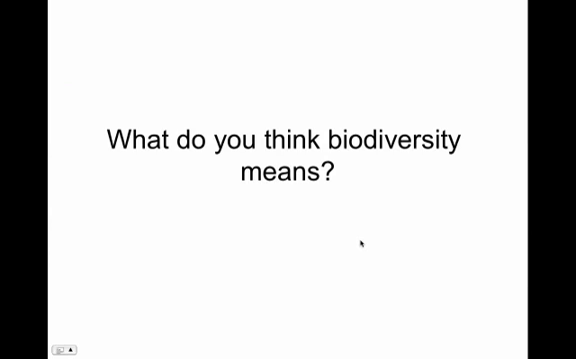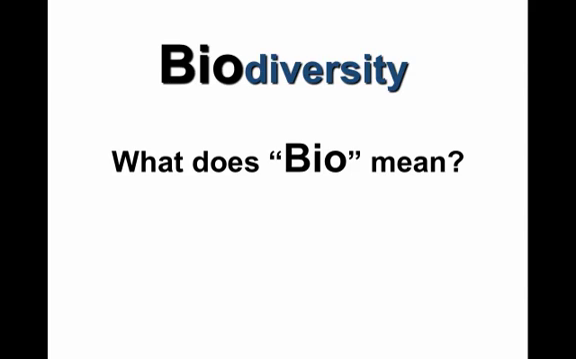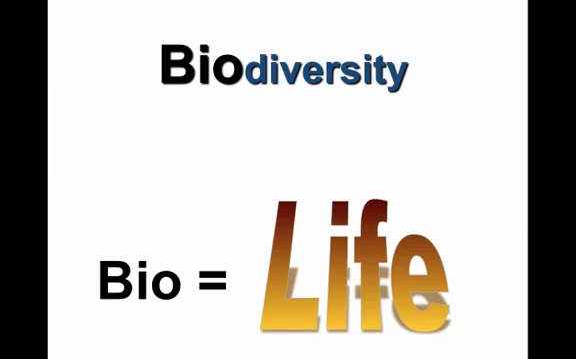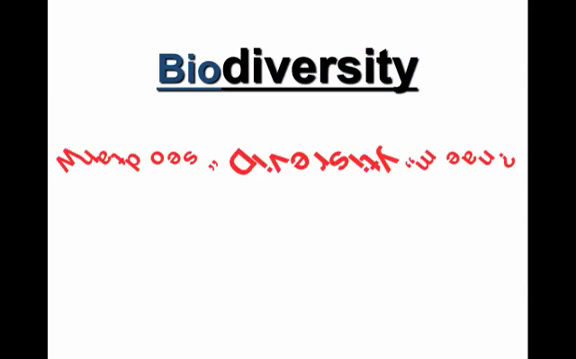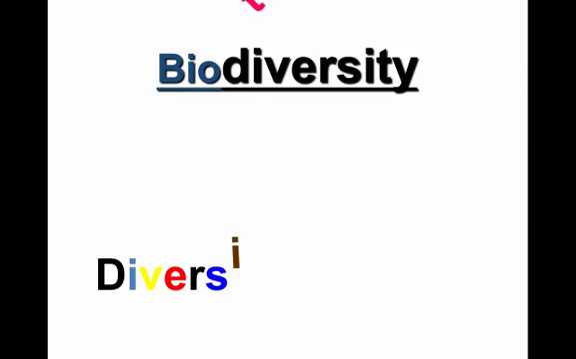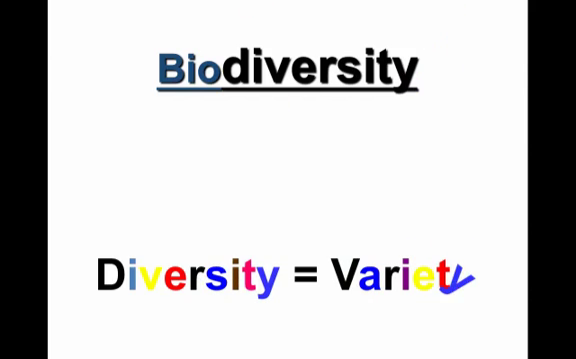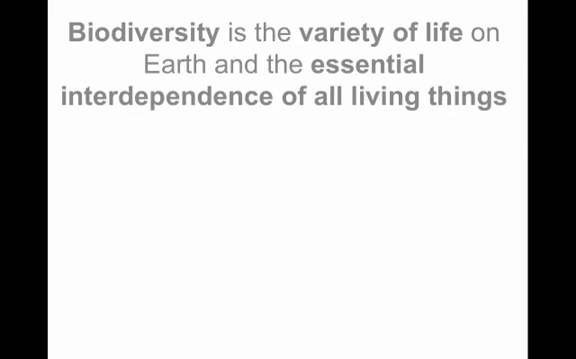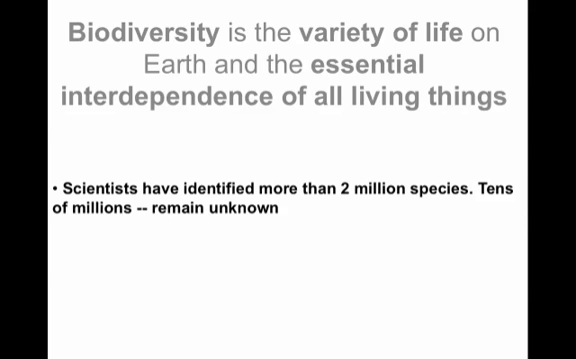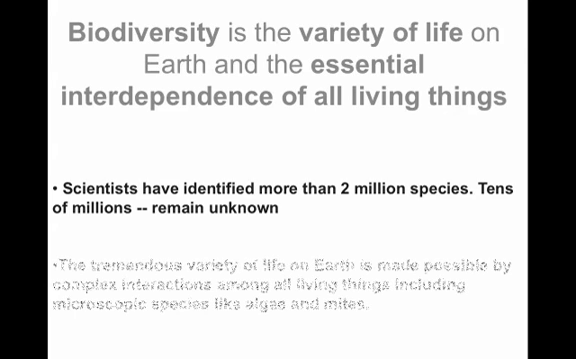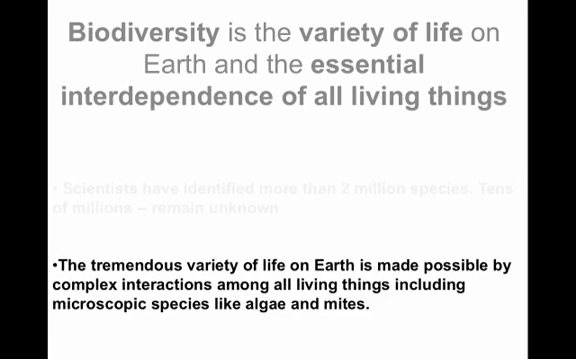So what do you think biodiversity means? Well, what does bio mean? Bio means life. And what does diversity mean? Diversity means variety. So a variety of life. Biodiversity is the variety of life, and it's essential to us depending on each other. Scientists have known more than 2 million species, and there's tens of millions that are unknown. So there's tremendous variety on the earth.